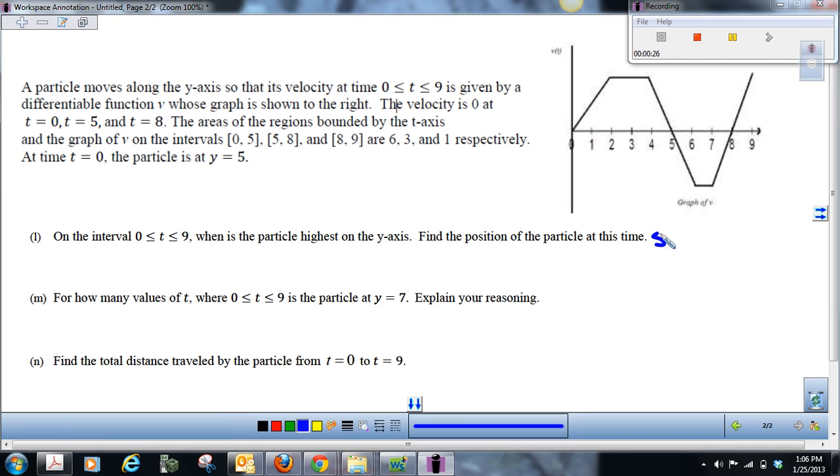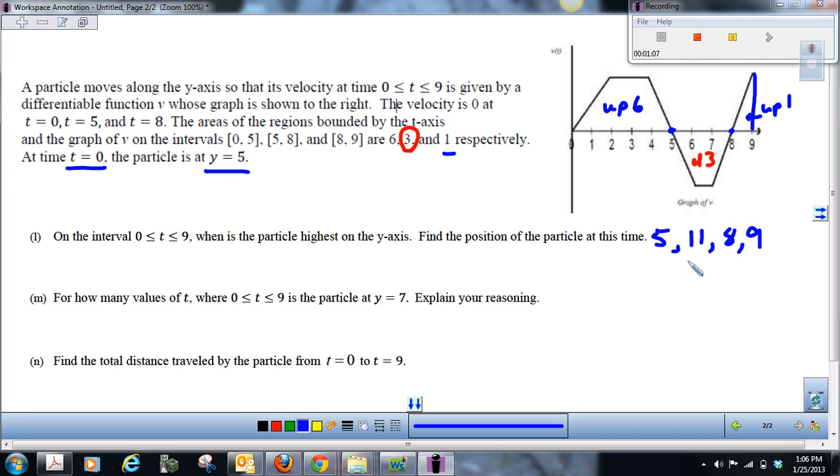If we started at 5, because it says we start at 5 at time 0, where's the position at time 5? This says we went up 6. So at time 5, we are at 11, which is what we just found in the question before this one. Then we go down 3. So it goes from 5 to 11 to 8. And then this last little thing from 8 to 9 says it's going up 1. So we're going from 5 to 11 to 8 to 9.